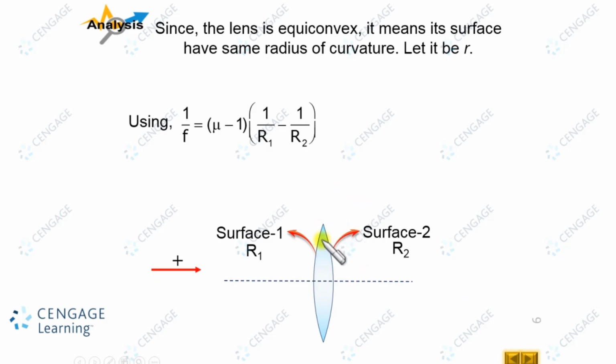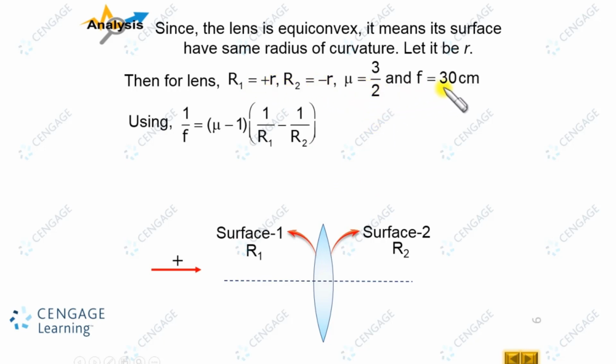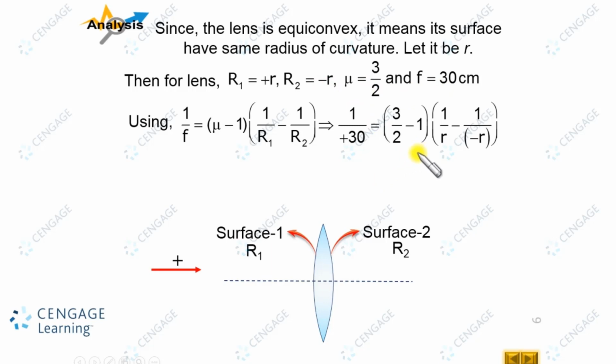So we can write here 1 upon small r minus 1 upon minus r, because the center of curvature of this surface will be on the left hand side. So here we can write for this lens capital R1 equal to plus r, R2 equal to minus r, and mu equal to this one. So let us substitute this value.